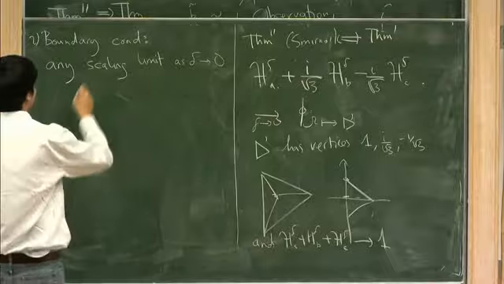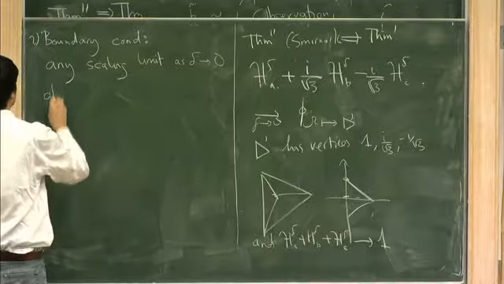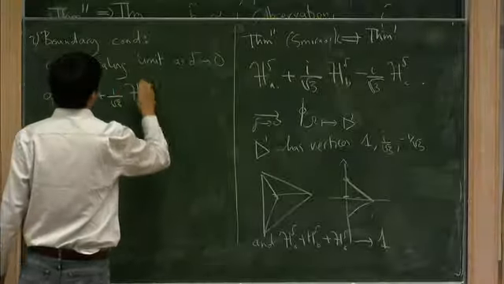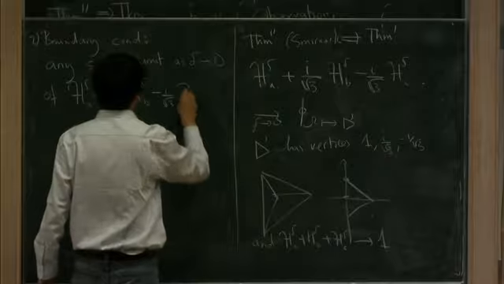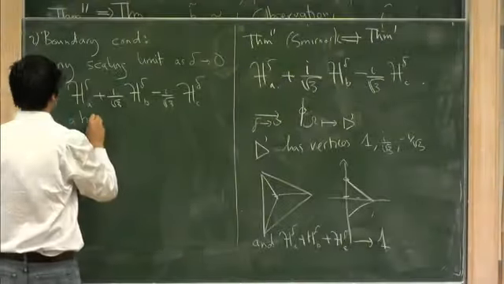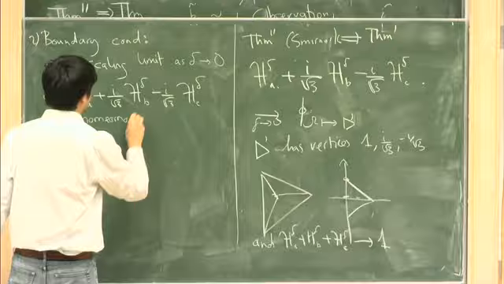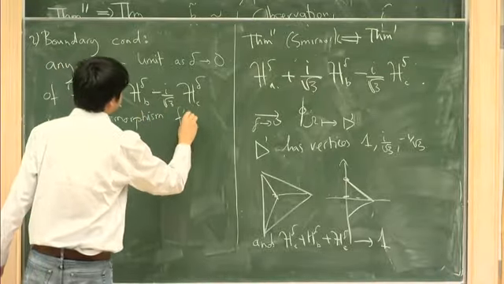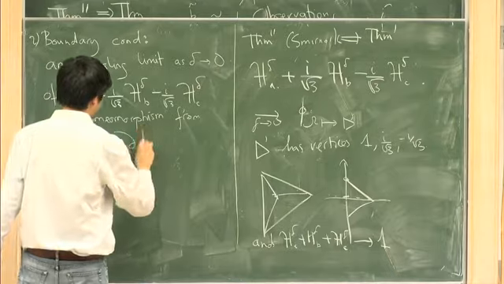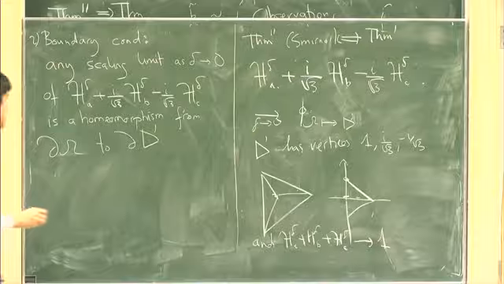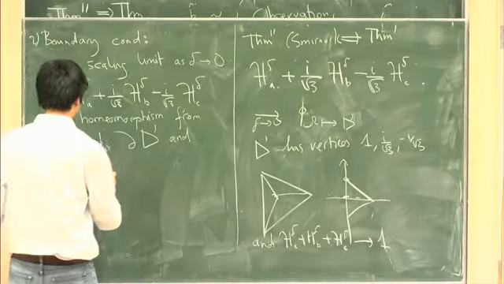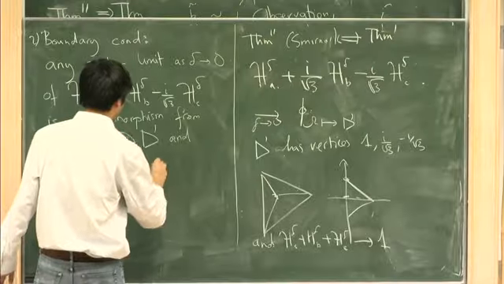That's what I'm saying. Any scaling limit as delta goes to 0 of H A delta plus i over root 3 H B delta minus i over root 3 H C delta is a homeomorphism from the boundary of the domain on which we are defined to the boundary of the triangle to which we want to map, and A, B, C are mapped to 1, i over root 3, minus i over root 3.